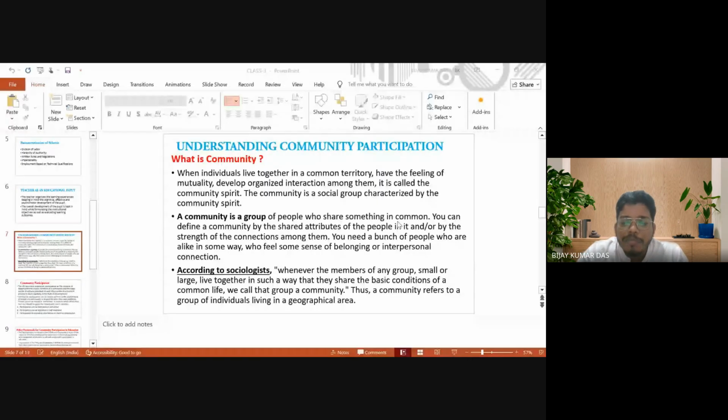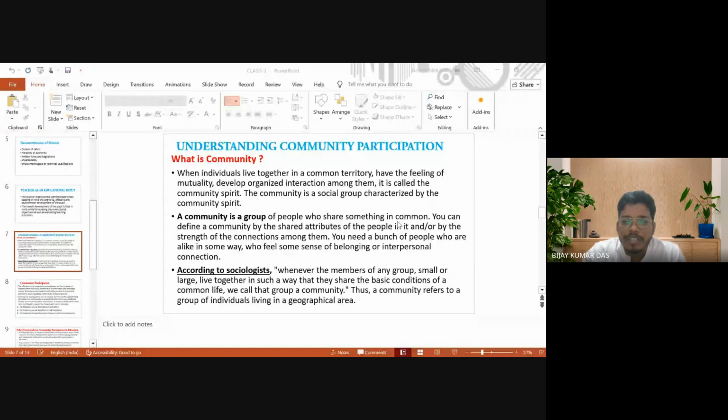Examples of community: village, town, city, etc. So the community is an expression of the unity of common life of a group of people.